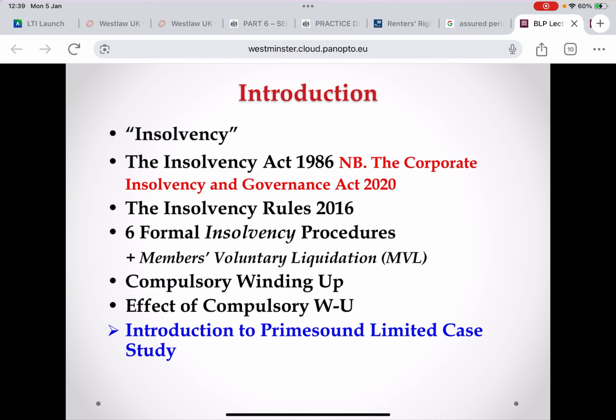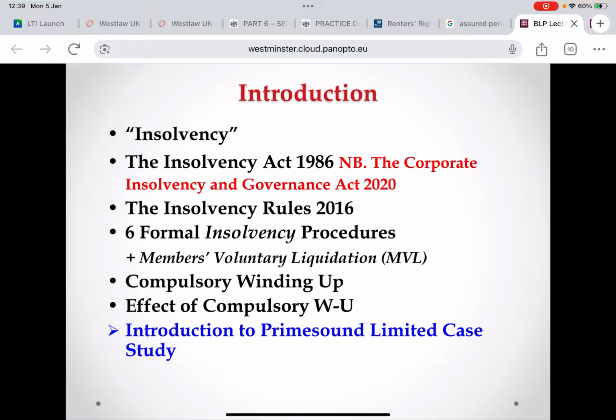In addition to the six formal insolvency procedures you find in the Insolvency Act of 1986, you'll also find reference to something called a members' voluntary liquidation. A members' voluntary liquidation, interestingly, is a liquidation in which the company can pay its debts. To that extent, of course, it is a solvent liquidation, and therefore really falls outside the scope of a discussion of corporate insolvency. But it is actually reflected in the Insolvency Act of 1986.